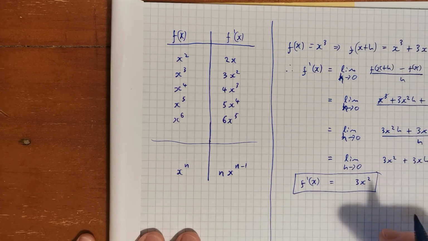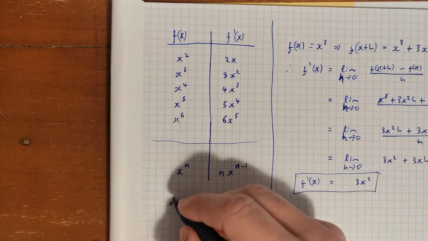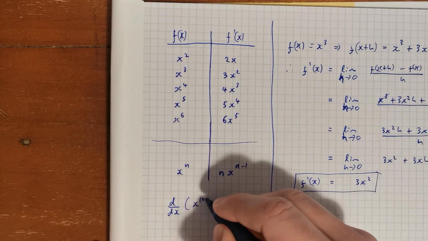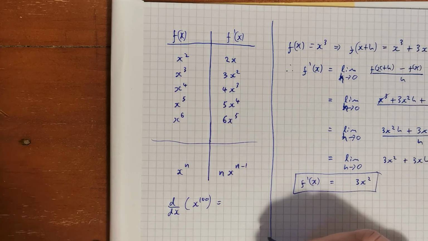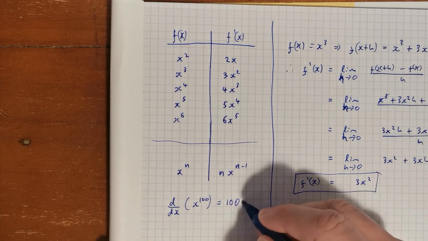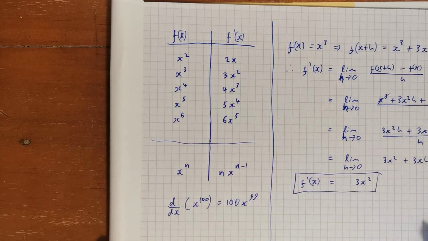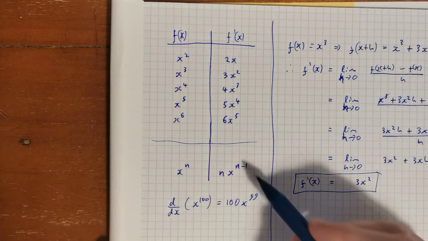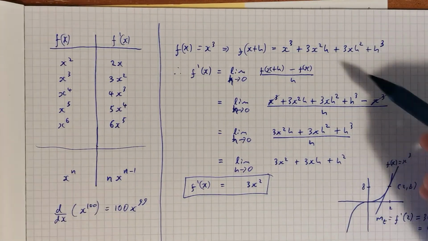So you can find the derivative of anything. You want to take the derivative with respect to x of x to the power of 100. Well, I wonder, can you think what that is? It will be 100 times x to the power of 99. Okay, so we learn our power rule off by heart to save us going through all these steps.